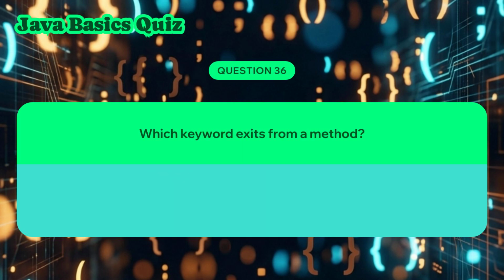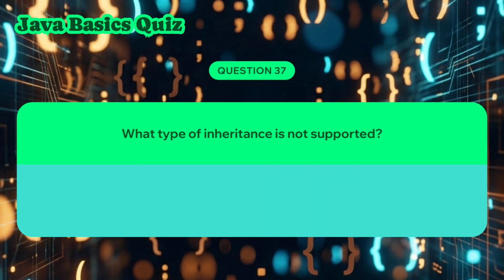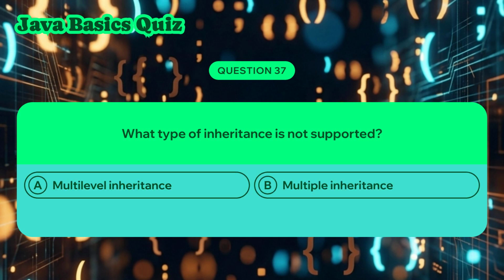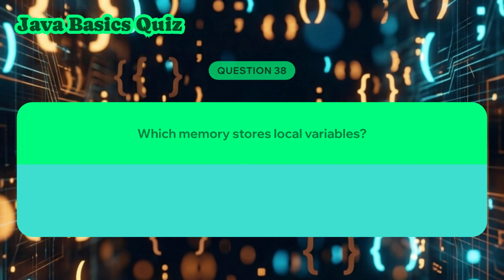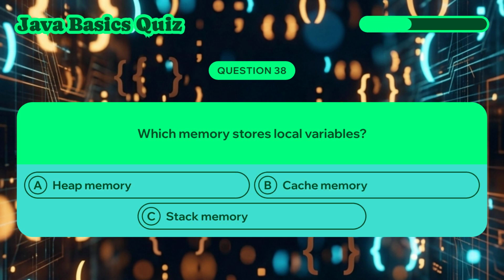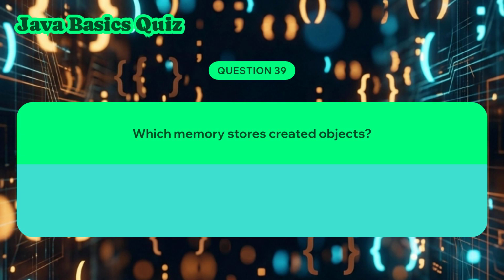Which keyword exits from a method? What type of inheritance is not supported? Which memory stores local variables? Which memory stores created objects?